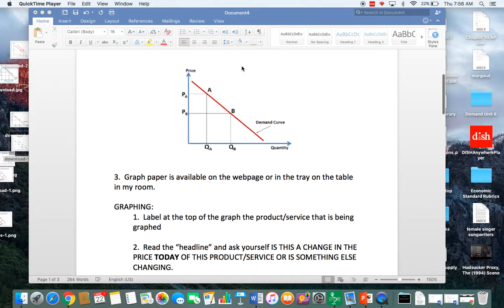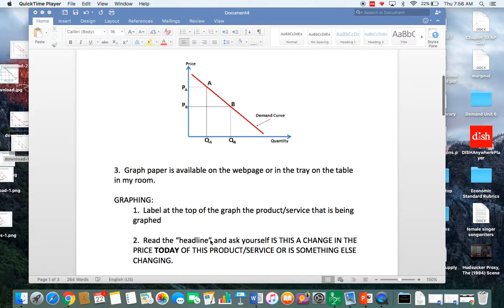So once again, label at the top what product or service. So what you're going to see is questions like, you changed the price of blueberries. How does that affect my demand for strawberries? So you're going to label this. The questions ask, how is this affecting my demand for strawberries? At the top, you're going to label this strawberries so you know what you're talking about. The next thing you're going to do is read the headline and ask yourself, is this a change in the price today?